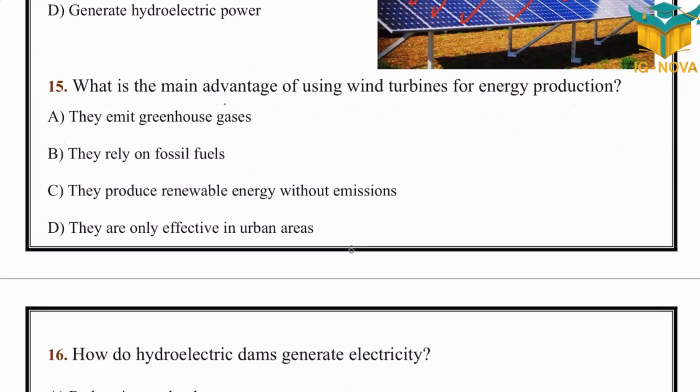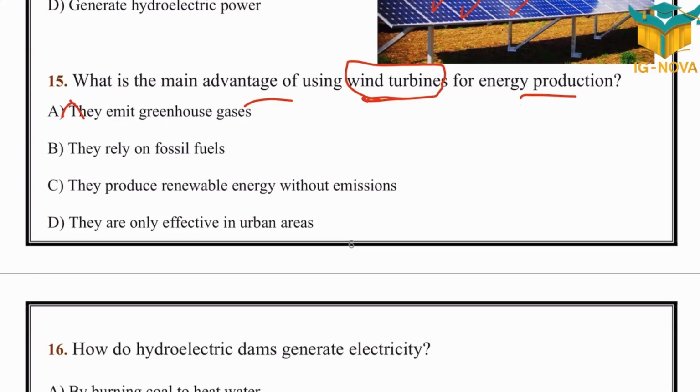What is the main advantage of using wind turbines for energy production? Why do we use wind turbines? Is it because they emit greenhouse gas? Cannot be. Do they rely on fossil fuels? Surely no. They produce renewable energy without emissions, surely yes. So I'm going to go for C.